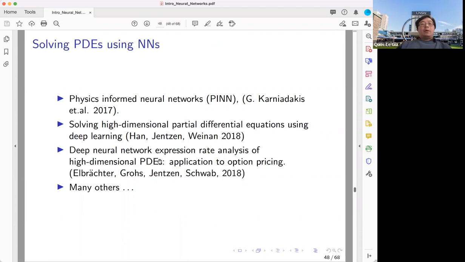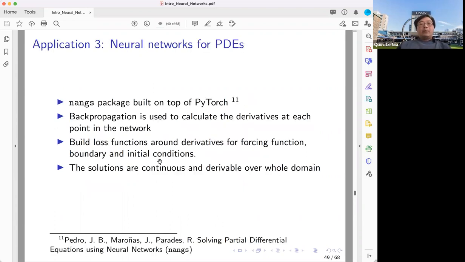But essentially, I want to try to do some simple PDE. Callum Scott helped me with this. We use PyTorch and an extra package built on top of PyTorch. You see that backpropagation is used to calculate the derivatives. And once you have a neural network solution, you can compute the solution anywhere on the whole domain.